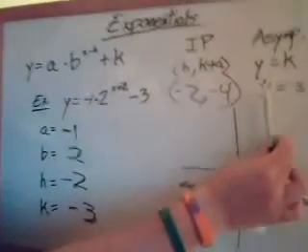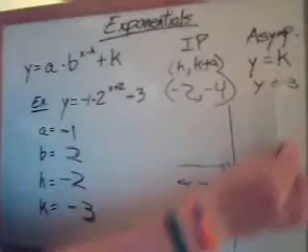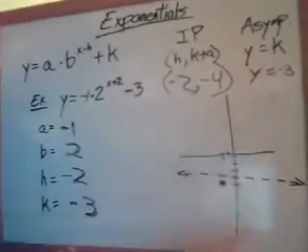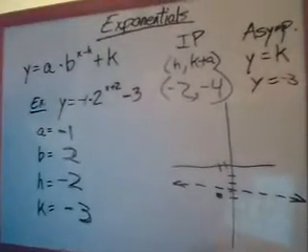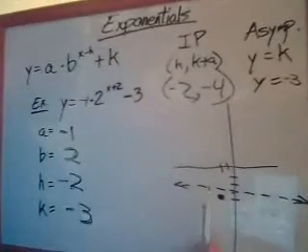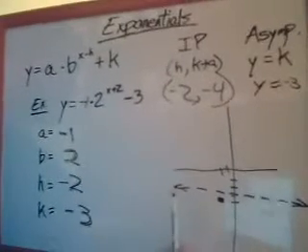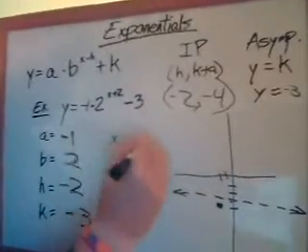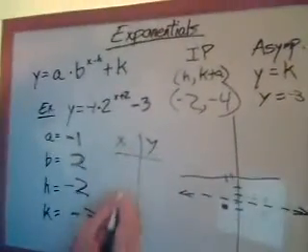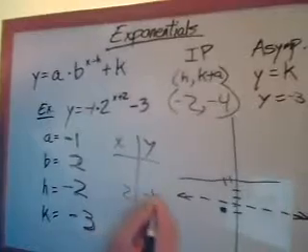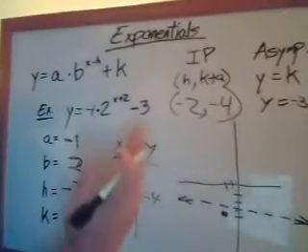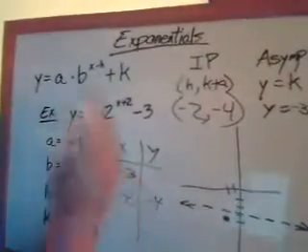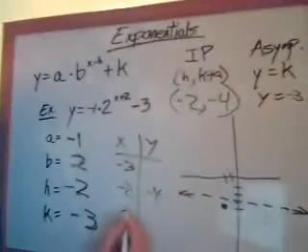Now I look over here at the asymptote, it's y is equal to k. And if y is equal to negative 3, then I'm going to plot a horizontal line along y is equal to negative 3. Now I need to figure out what happens to this graph as I move to the left and what happens when I move to the right. So I'm going to use an x and a y table. And if it was at negative 2, negative 4, I'm going to figure out what happens to the left at negative 3 and what happens to the right at negative 1.